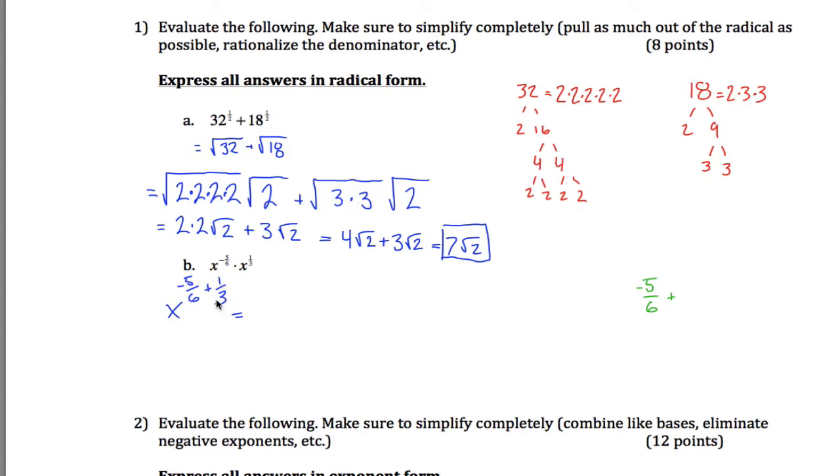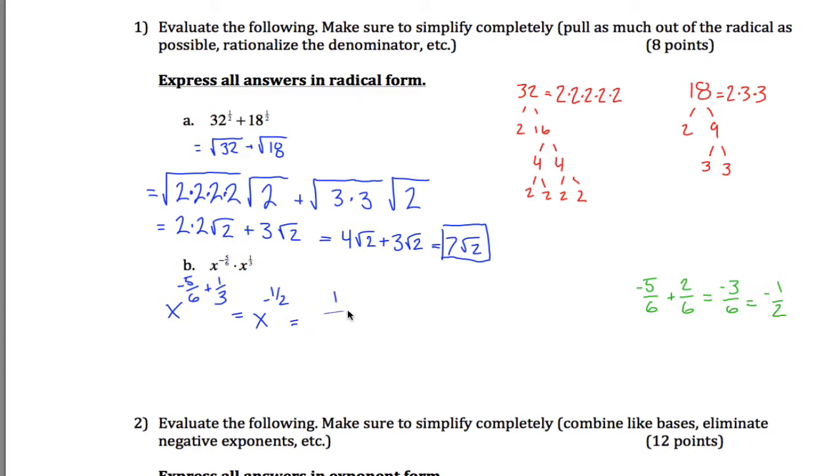So the least common denominator in this case would be 6. To make this a 6, we multiply by 2 over 2. I guess what I'm trying to say is 1/3 is the same as 2/6. But it's a lot easier to add negative 5/6 and 2/6. You get negative 3/6. In other words, negative 1/2. So what I'm saying is that this product is x to the negative 1/2 power. Okay, that's good. If you were asked to express your answer just in exponent form, you'd be done. However, you're not. You're asked to express it in radical form.